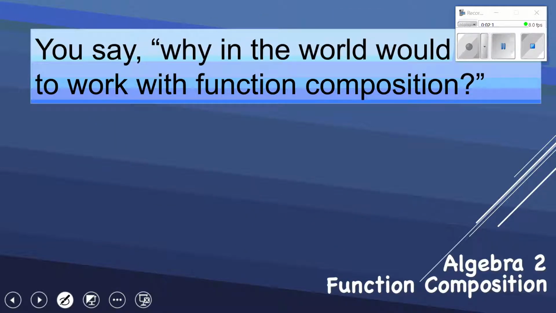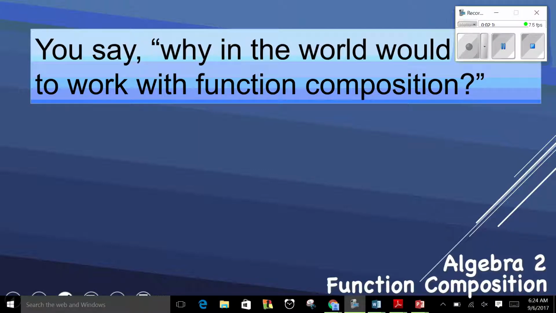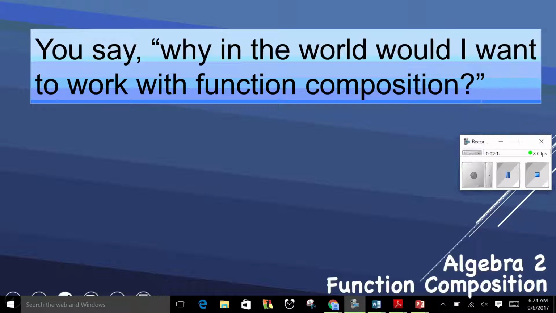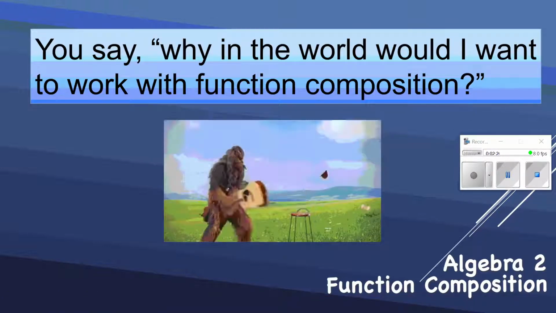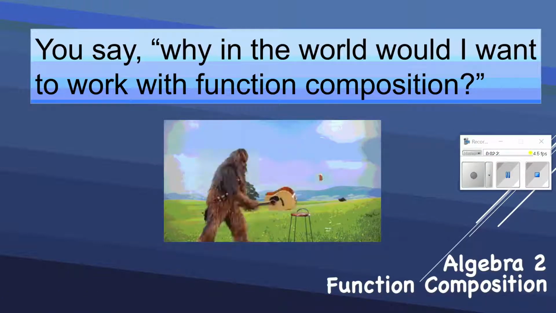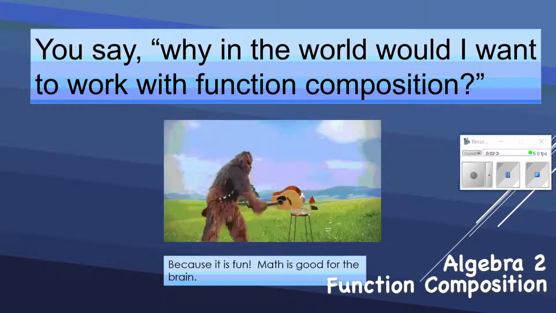You say, why in the world would I want to work with function composition? It's a good question. And I'm not sure there's a really good answer, except that math is fun and math is good for the brain.